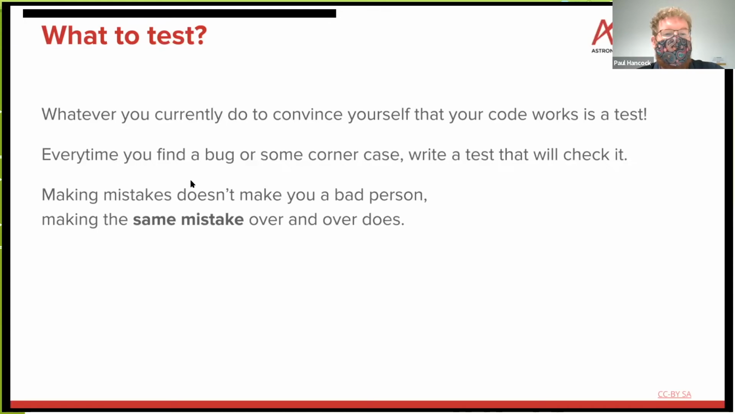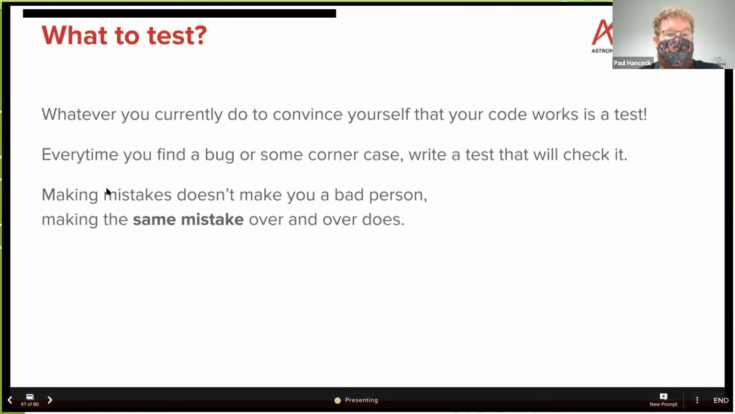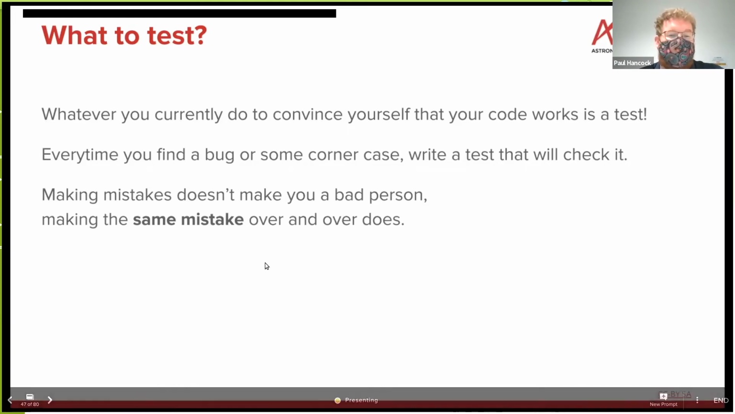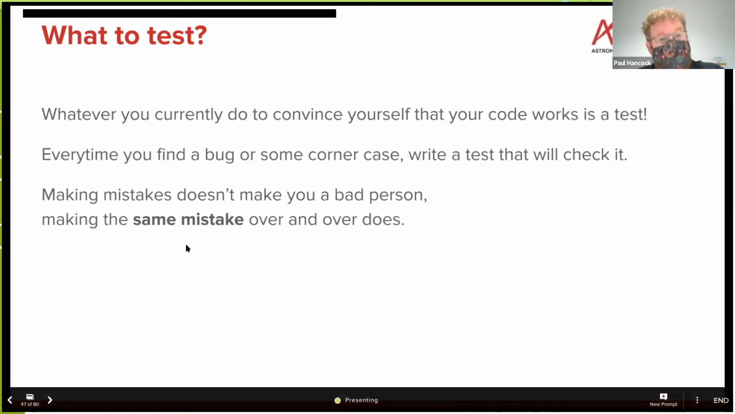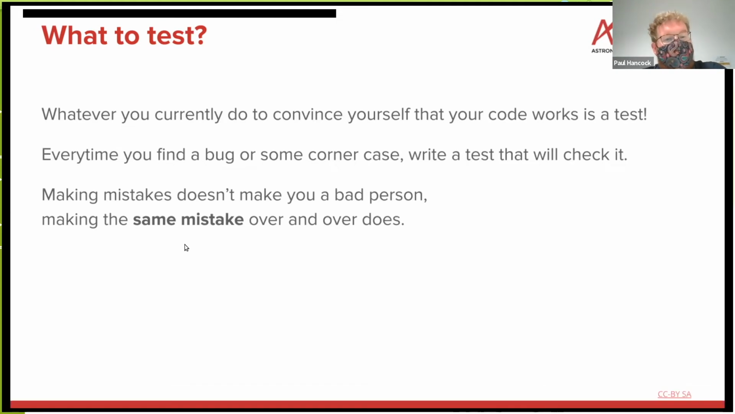Another way to generate your tests is, every time you make a mistake, every time something goes wrong, write a test case that will check for that bug and complain when it comes back again, okay? I like to think that making mistakes doesn't make you a bad person. That's just part of living and learning. But making the same mistake over and over again does. Maybe you're not a bad person, but it's frustrating to continuously make the same mistake over and over again, and a bit of automated testing can help you avoid this.